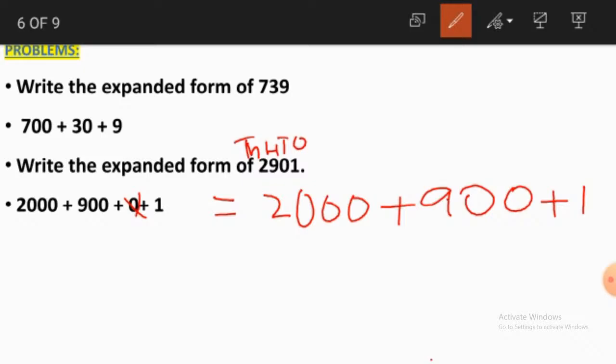Okay, because 0 means nothing. So you can simply remove 0 and write the answer as 2000 plus 900 plus 1. Either of these are the correct answers, children. So whoever has got the correct answer, very good.